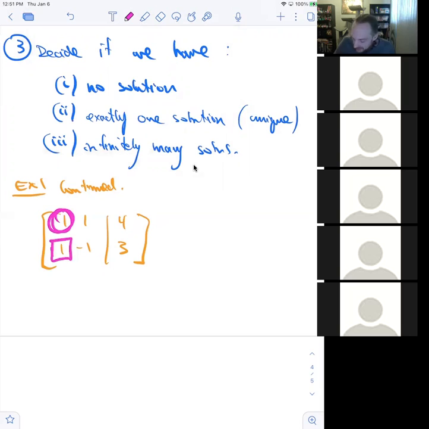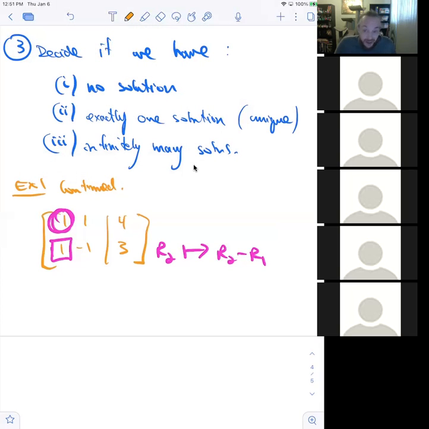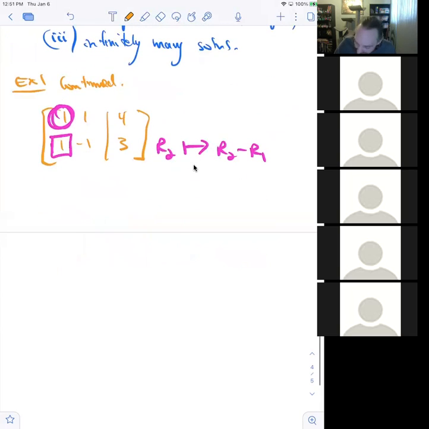1 minus 1 is 0. So I'm going to take row 2 and I'm going to replace it with row 2 minus row 1. And that will give me a 0 in that spot. And that's what I want. And then for 2x2 matrices, that's essentially row echelon form. What's the matrix I get once I do that? I did not change row 1, so I will do this.